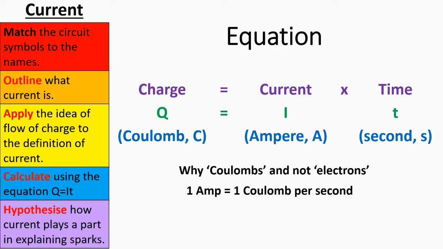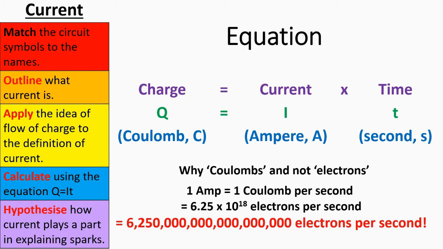Now electrons are tiny and they have a really small amount of charge. And in fact, there are 6.25 times 10 to the 18 electrons in 1 coulomb. So 1 amp is 6.25 times 10 to the 18 electrons per second, or 6.25 billion billion electrons per second. That's an unimaginable amount of electrons and a very big number for us to be working with. So you'll be glad to know that we use the coulomb as a measure of charge.